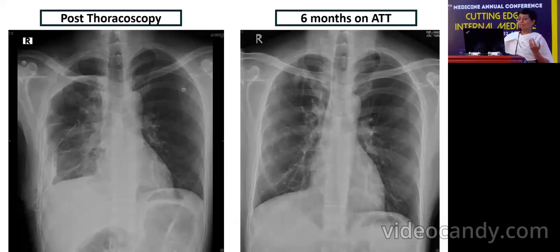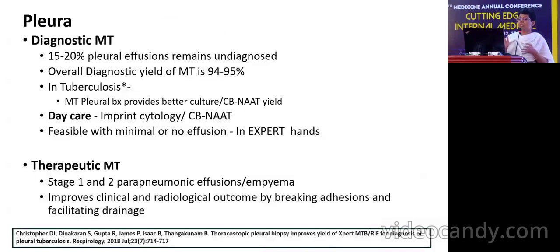So do we do therapeutic thoracoscopy for all patients? No, there is an indication, stage 1 or stage 2 parapneumonic effusions or empyema. It is beneficial. And also the newer thing which is coming up is daycare, and that we are doing. So in daycare thoracoscopy, the patient gets admitted in the morning. We do the procedure. We do an imprint cytology, which is a very quick thing, making the slides and sending them to the pathology department, and they tell us whether it is malignancy or granulomatous disease, or another diagnosis. We also do the CB-NAAT, which comes in 2 hours. We get the diagnosis, and based on that, the patient gets discharged on the same day or within 24 hours.